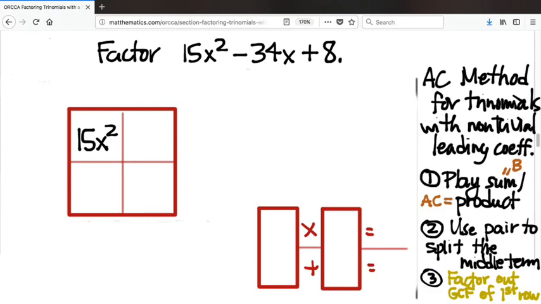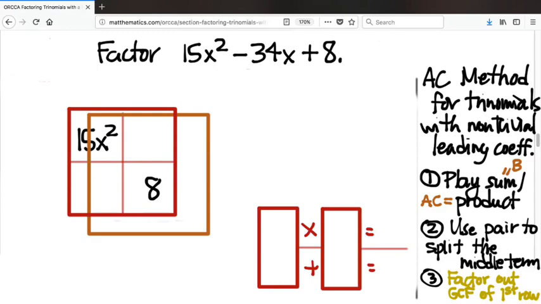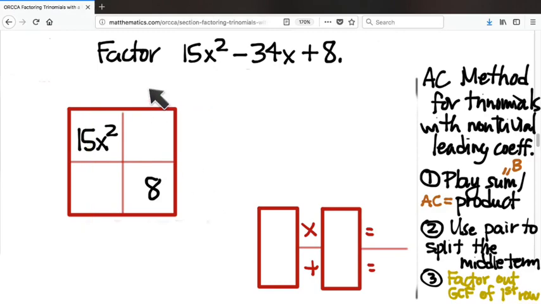Similarly, the 8, the constant term, has a bunch of different ways I could split it apart. A 1 and an 8, a 2 and a 4, a 4 and a 2, an 8 and a 1. Right? And because there's a plus here, I could also put negative signs on none of them, or I could put negative signs on both of them. So there's a lot of different guessing and checking we would have to do if we were using guess and check for this. So let's see how the AC method helps us to do that in a more systematic fashion.